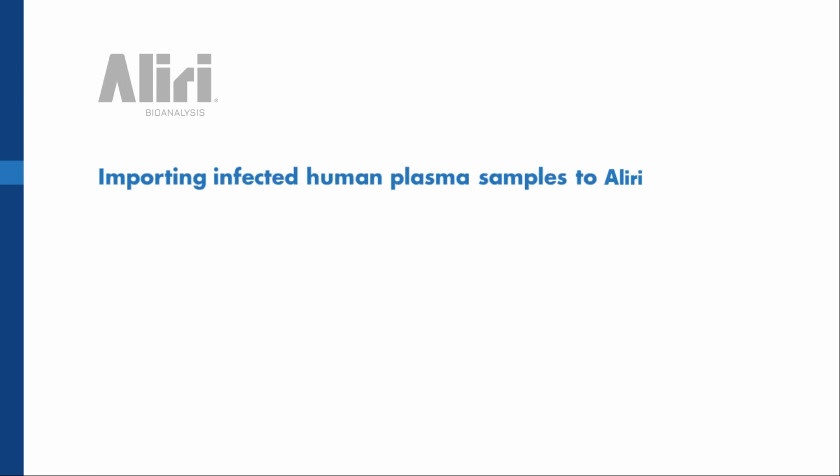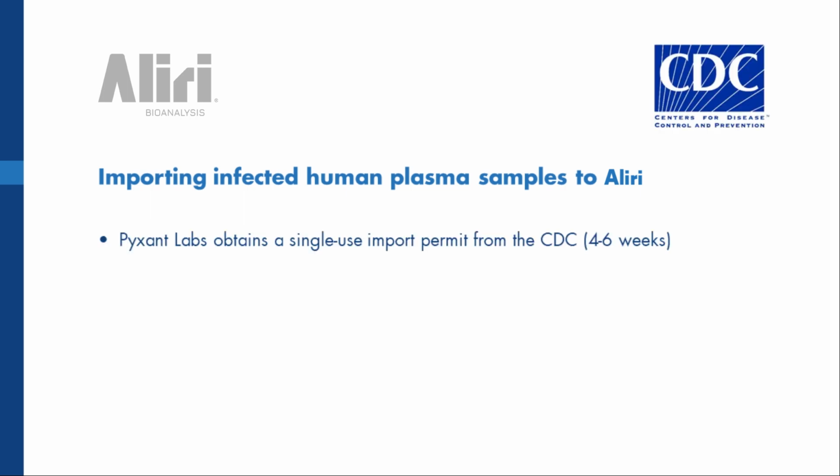Let's say we're importing infectious human plasma samples to Pixent Labs. So what's required for that? We need to obtain a single-use import permit from the CDC. And this can take 4 to 6 weeks. So again, we have to fill out an application describing the select agent that these samples are infected with. And the CDC sometimes will ask for clarification. They'll want to know a summary of research, what are you doing with these samples? And is your facility equipped to contain this type of agent based on your biosafety level? So there's a little bit more to that process.